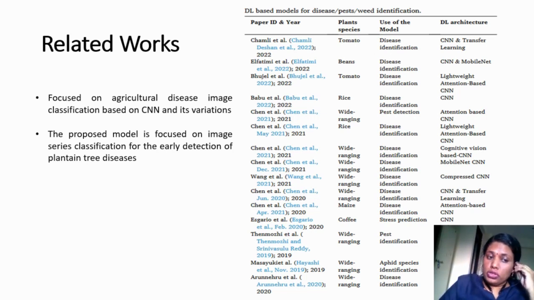But in our proposed model, we are focusing on image series classification. It helps in the detection of diseases at early stages itself by analyzing the growth series of plants. We can identify the chances of diseases at the early stages itself. These are the main advantages of our proposed model.